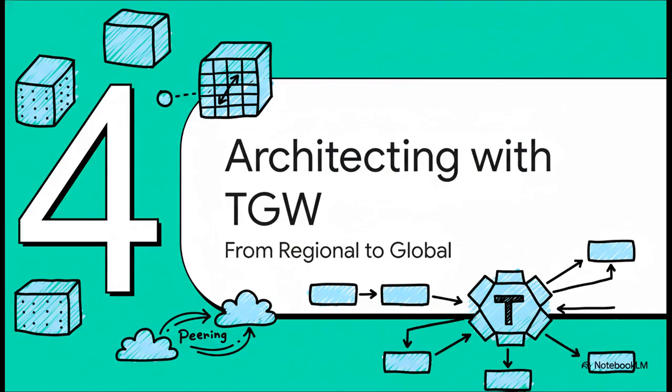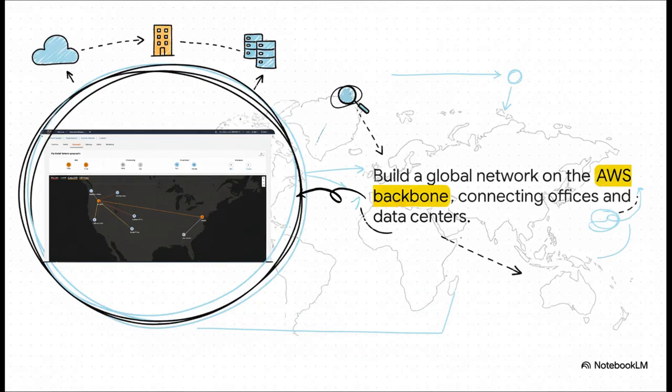Okay, so we have our building blocks, right? Attachments, route tables, and peering. Let's put these pieces together and look at some of the real-world architectures you are definitely going to see on the exam. When you combine all these components, you can build a truly global network. This shot from the AWS console shows a real-world setup connecting VPCs, offices, and data centers from all over the world into one single unified network. And it's all managed from that one central transit gateway.